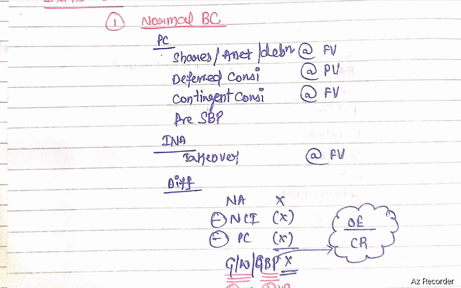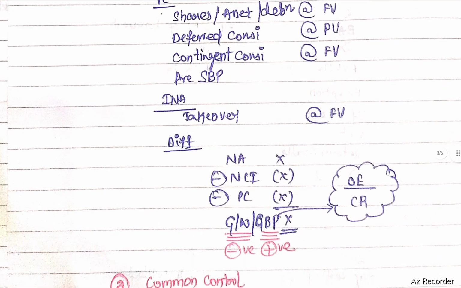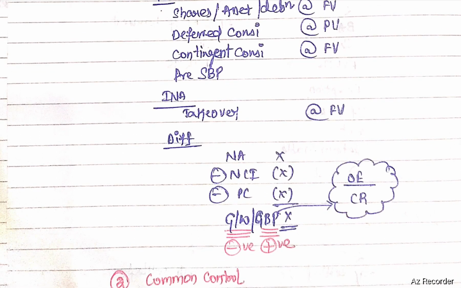Difference between PC and INA, that is net assets less non-controlling interest less purchase consideration, gives goodwill or gain from bargain purchase. If it is negative, it is goodwill. If it is positive, it is gain from bargain purchase. It is nothing but capital reserve shown under other equity.